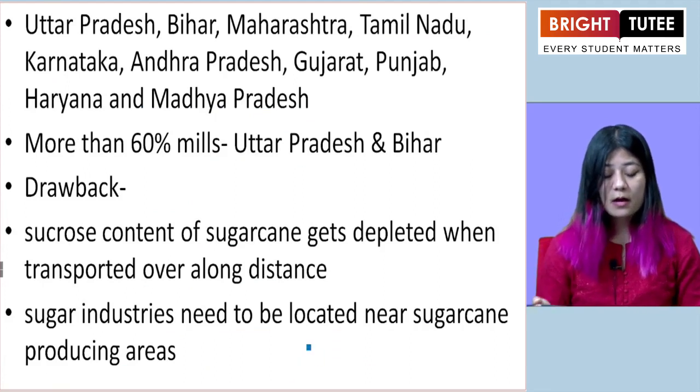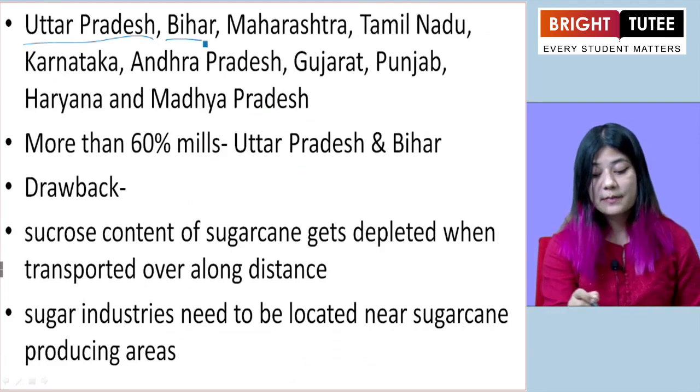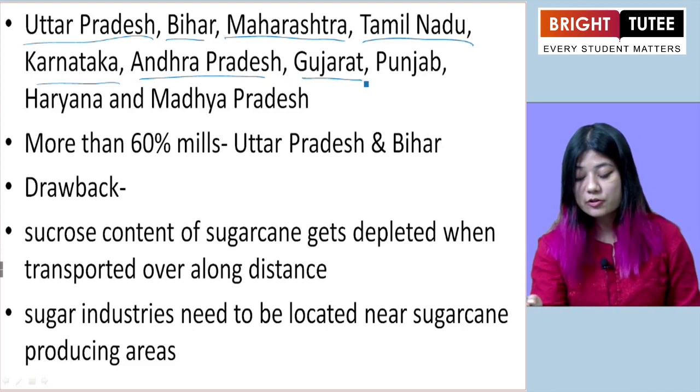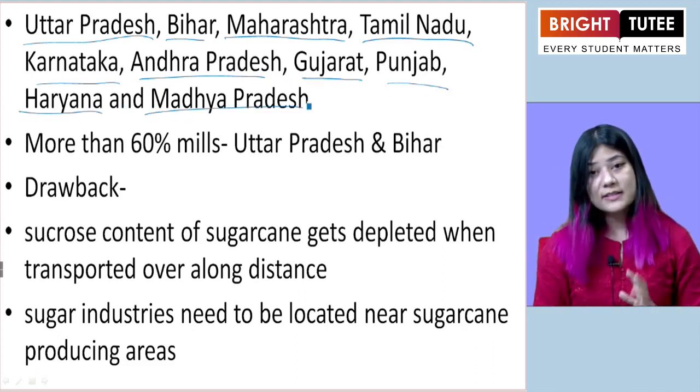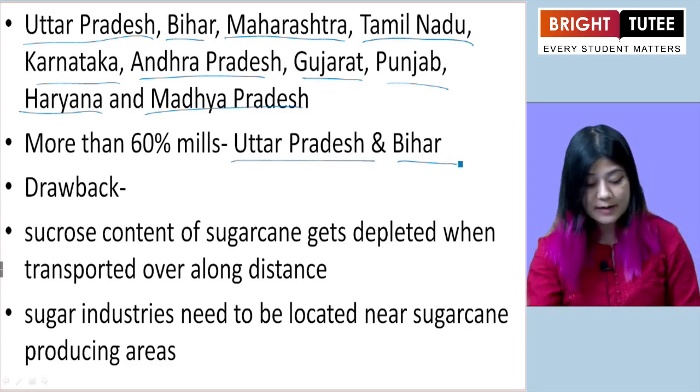Some of the mills are found in the states of Uttar Pradesh, Bihar, Maharashtra, Tamil Nadu, Karnataka, Andhra Pradesh, Gujarat, Punjab, Haryana and Madhya Pradesh. More than 60% of the total mills are found in Uttar Pradesh and Bihar.